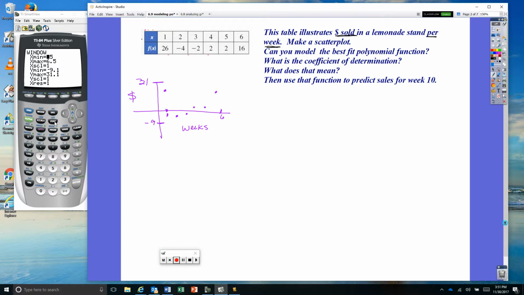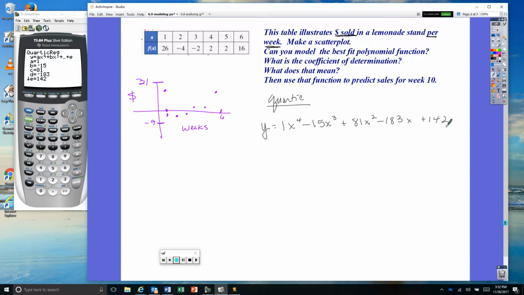So let's go to Stat, Calculate, and it's going to be quart. So that's number 7. Enter. So we will do a quartic, and our equation reads y equals ax to the 4th. Well, a is 1. So 1x to the 4th minus 15x cubed plus 81x squared minus 183x plus 142.